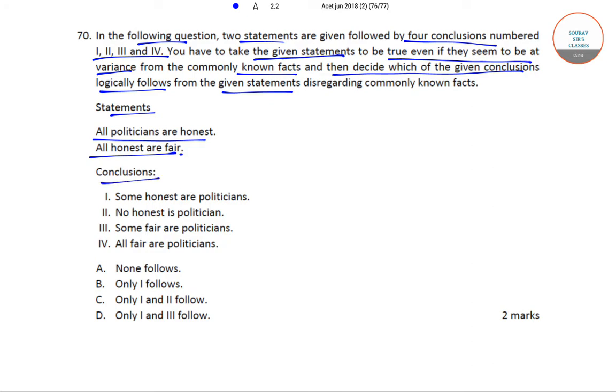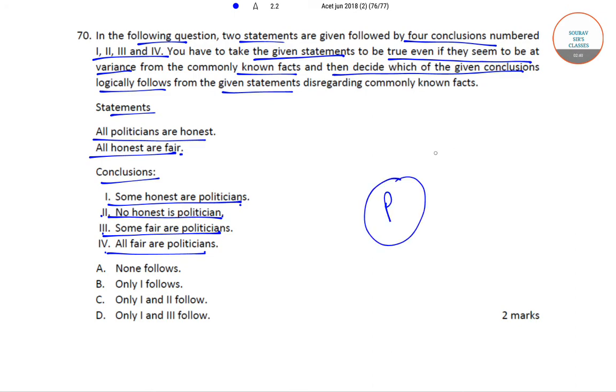Statements are all politicians are honest and all honest are fair. Then conclusions are: 1, some honest are politicians. Statement 2, no honest is politician. Statement 3, some fair are politicians. And statement 4, all fair are politicians. So, if I were to represent these by diagrams, all politicians are honest.